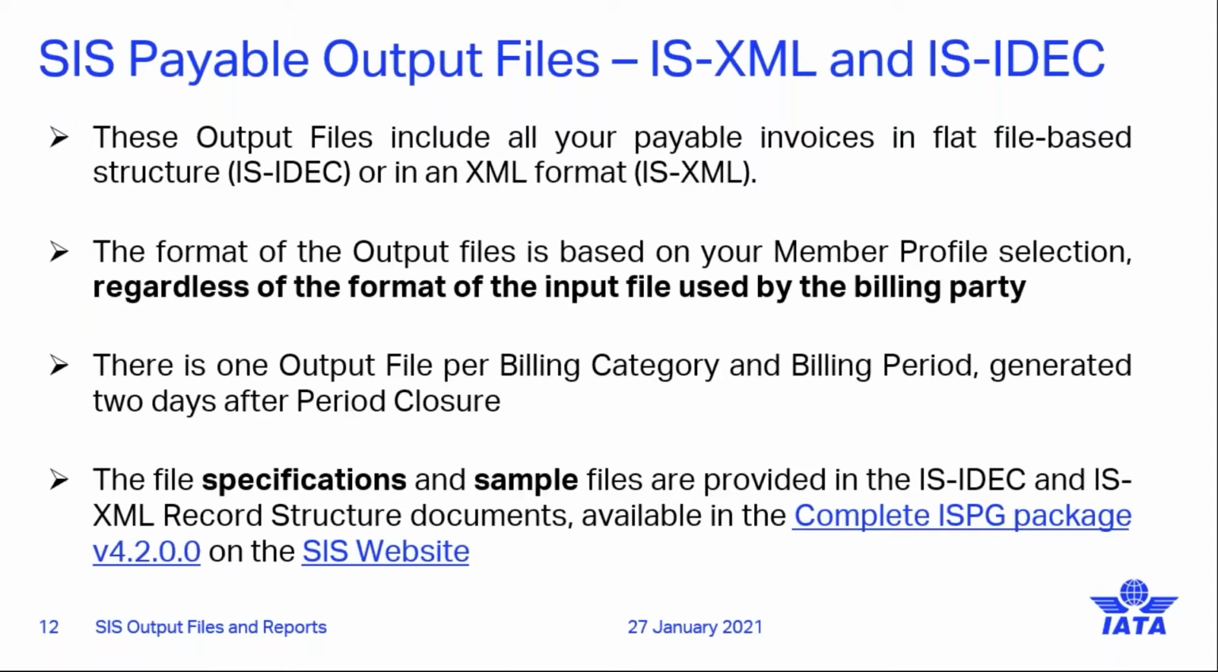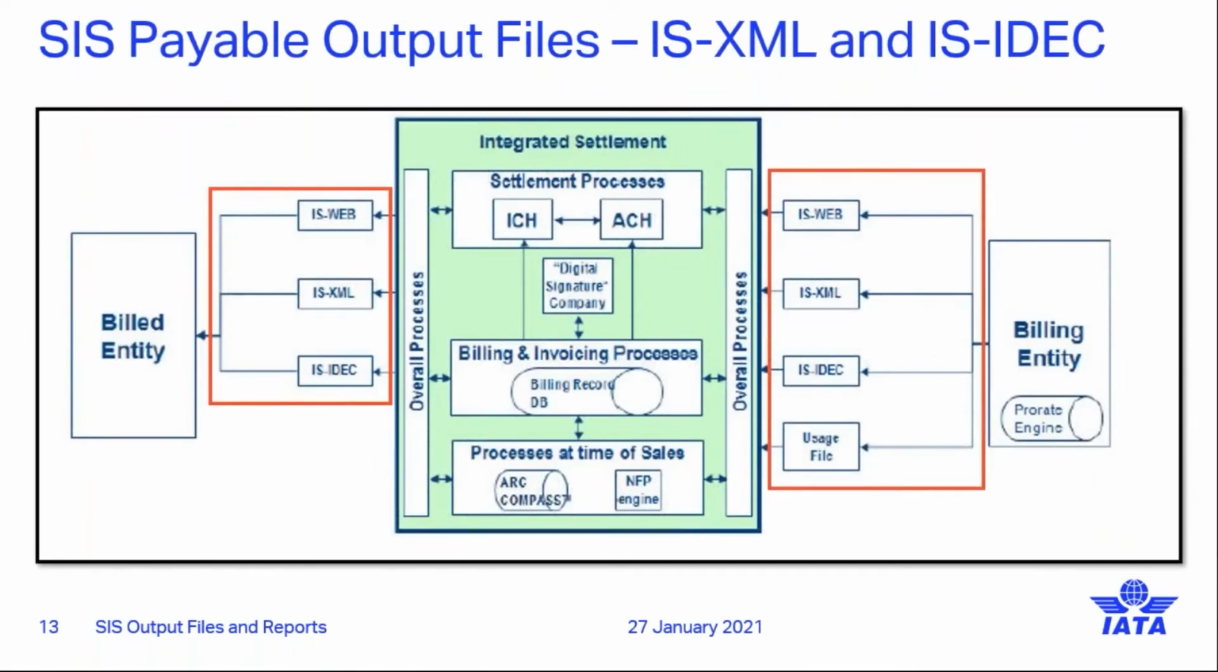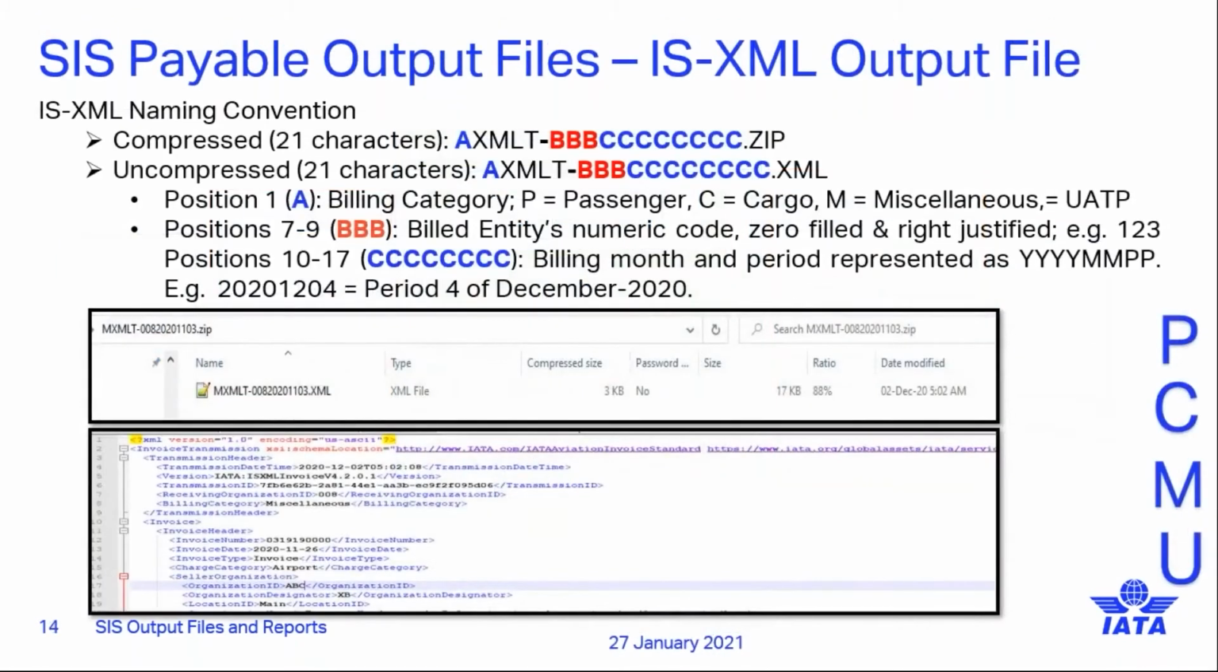So since we explained the ISXML and ISIDEC output files, as indicated in this flowchart that you can also find in the ISPG, and as I mentioned before, the format of the output files is based on your member profile selection, so this will be regardless of the format of the input file used by the billing party. Now that we have explained the two formats, ISXML and ISIDEC, for the SIS payable output files, we will go in more depth and show you, one by one, the naming convention of each of these file formats.